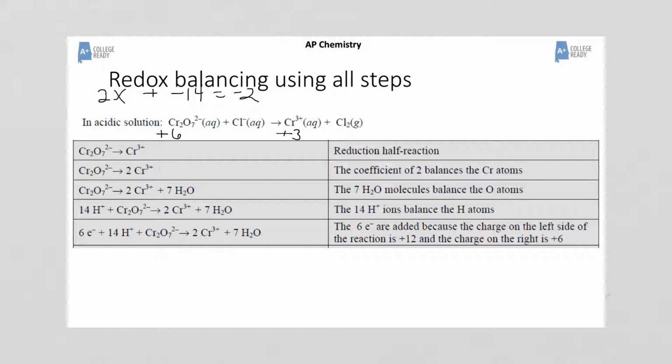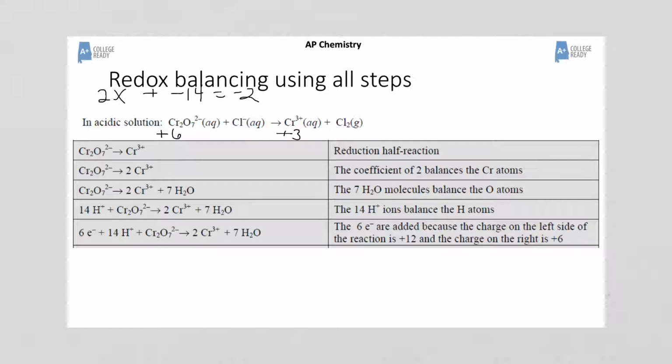Notice above it says an acidic solution, so that tells us we need to add H plus to balance the hydrogens. There are 7 times 2, that's 14, so we need to add 14 H plus ions to the reactant side. So at this point we need to add up the charges on both sides so we can figure out and determine the number of electrons.